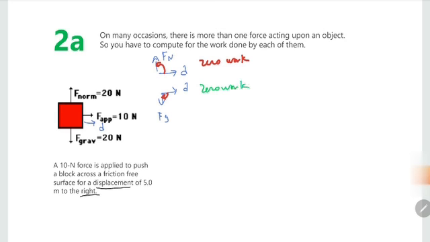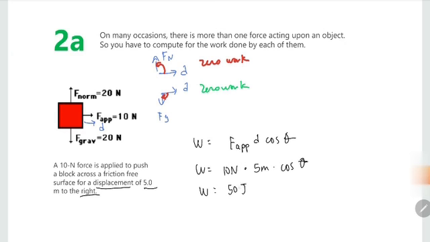So, what force is doing work on the object? Only applied force. Yun lang yung kukwentahin ko. So, work, F applied, D cosine theta. Work, F applied is 10 Newton. Displacement is 5 meters again. Cosine between F and D is 0. 50 joules. Because cosine 0 is 1.